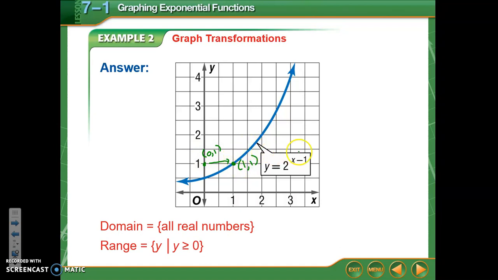And all of the points that would have originally been on 2 to the x have been moved over 1 unit to the right. For another example, in my original parent function, 2 to the x, 2, 4 would have been a point, but that point is now moved over to 3, 4. So the x coordinate got moved 1 to the right.